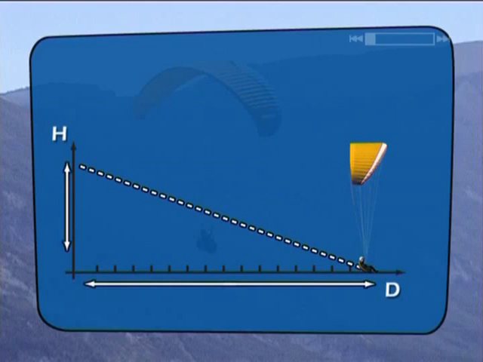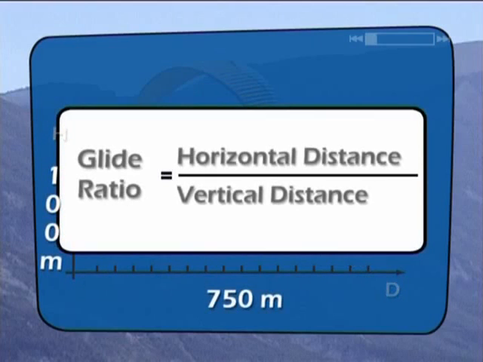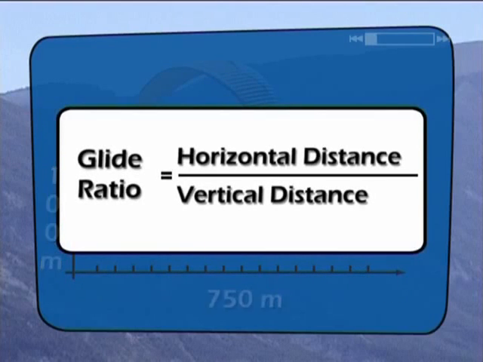In this example, 750 meters divided by 100 meters gives us a ratio of 7.5. As you may have guessed, the greater the horizontal distance is, the greater this ratio will be and the longer you'll glide. This is called your lift-to-drag ratio. It's a technical specification of your wing. The lift-to-drag ratio doesn't change unless the wing is damaged.